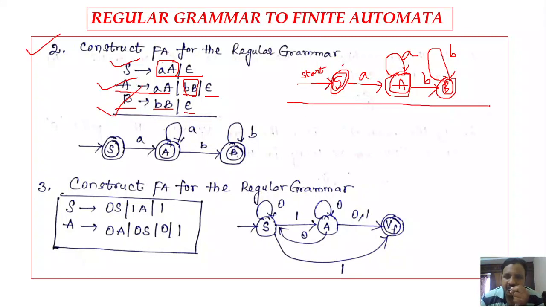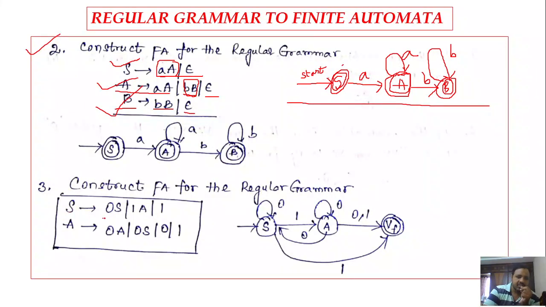So this is how we construct the finite automata from the regular grammar. To construct this finite automata, you must know all six rules which we discussed right now. Next, construct the finite automata for this regular grammar. I think this is easy.